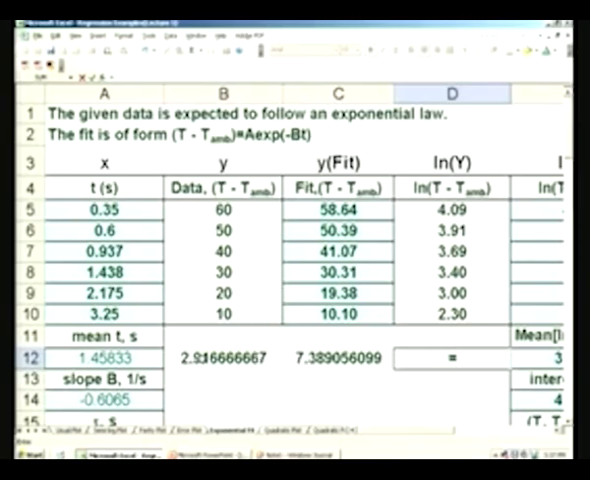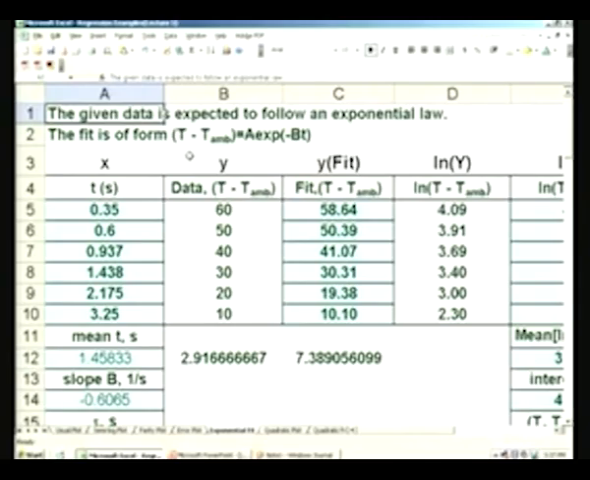I am able to enter either a text. Actually, I have entered a text here, as you can see. In fact, text appears in the text box, which is not very clearly seen, but it is here. It appears there at the top here in the text bar, and the text bar contains all the text I have entered here. The given data is expected to follow an exponential law, and that is what you see at the top here.